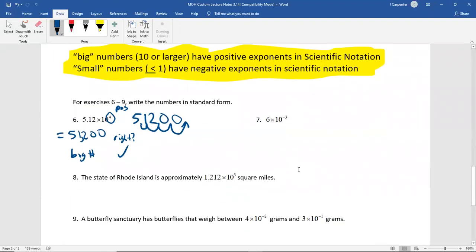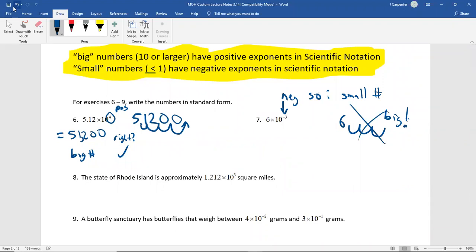There are lots of ways to check this. So before I even start to move it, let's use this highlight memo to tell us the direction. So for number 7, this exponent is negative, so what kind of number should we be making, a big or a small? We're supposed to make a small number. So if I wrote this 6 and I start moving it right, that would be 60, 600, 6,000. If I kept going to 6 million, 6 billion, 6 trillion, this would make a big number and would be wrong. So we don't move it right.